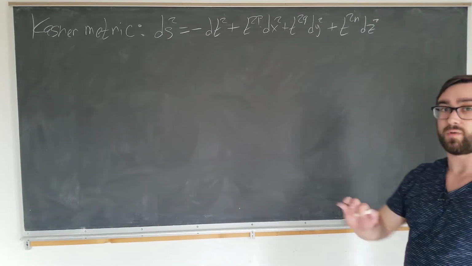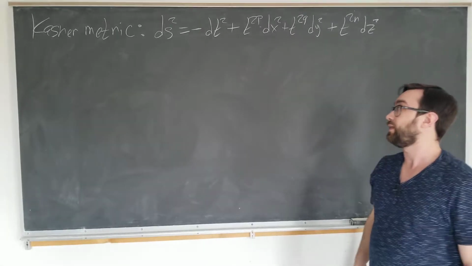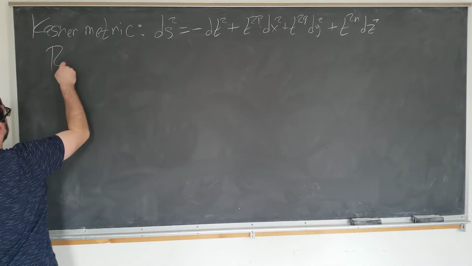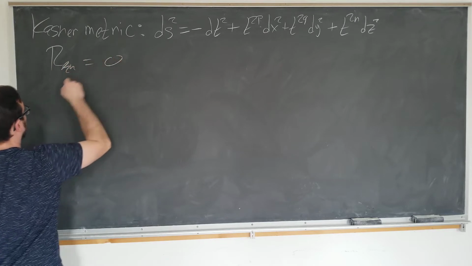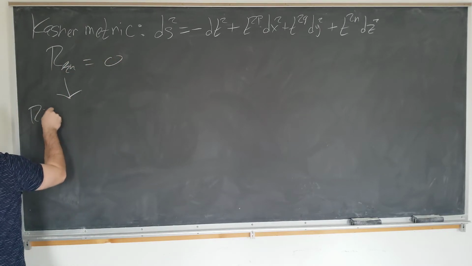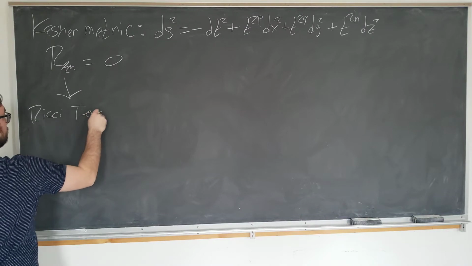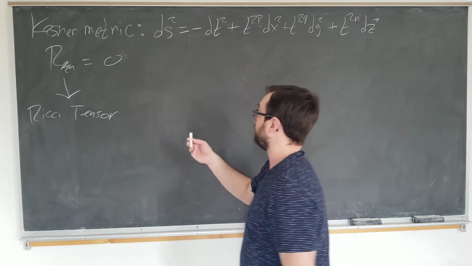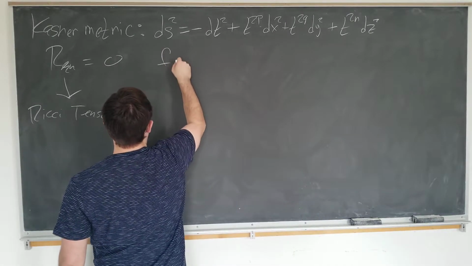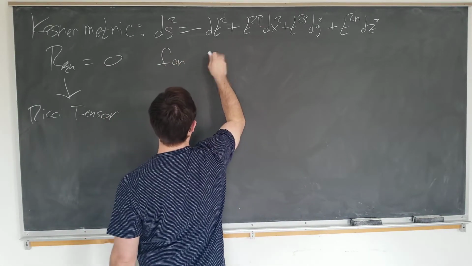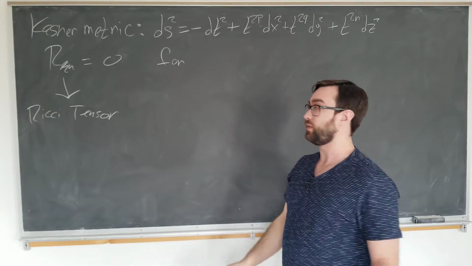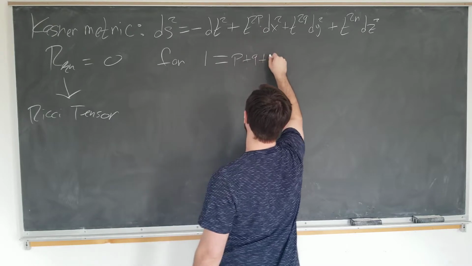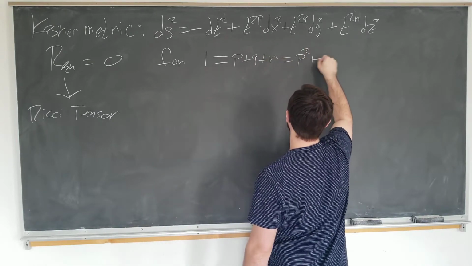And what we want to show with this particular metric is that it satisfies the Einstein field equations. R mu nu is equal to 0, where this is the Ricci tensor. Feel free to check out the Wikipedia page on this. It's equal to 0, and we're going to show this is true for a special value of p, q, and r. For 1 is equal to p plus q plus r, which is also equal to the sum of the squares.